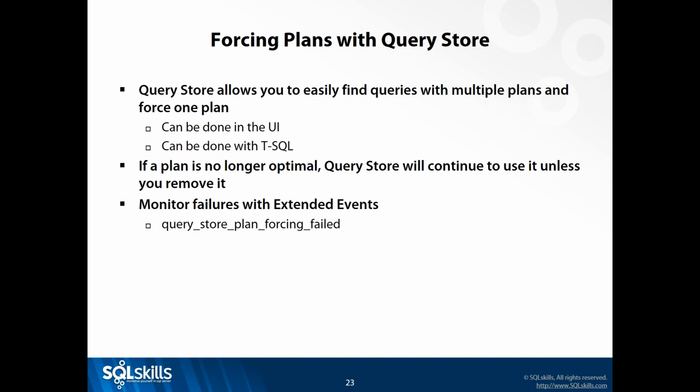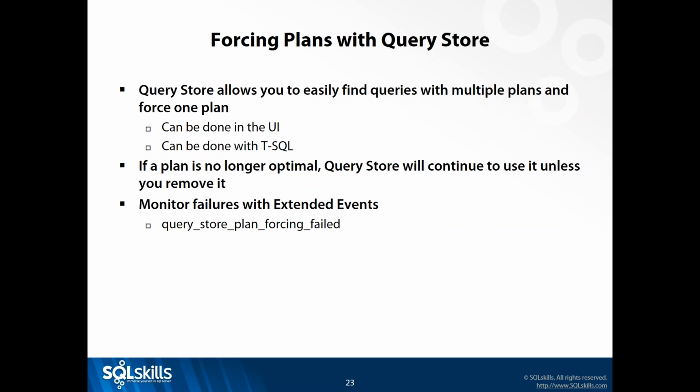Here's the thing about plan forcing. I view plan forcing as a temporary solution. I don't think that you force a plan and expect that you're going to be forcing that same plan a year from now. If you've got a poor performing query, the ideal solution is to address the code or to address the schema and to try to address it that way. But we can't always do that quickly, and we need to stabilize plan performance, so that's why we can force a plan. But if I force a plan and for some reason that plan is no longer optimal, Query Store can continue to use it.